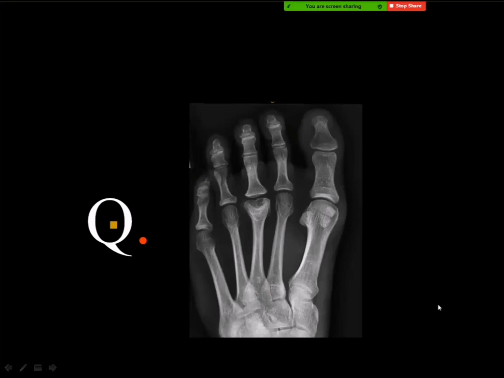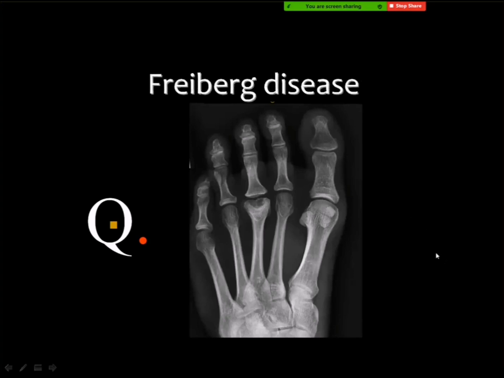Avascular necrosis of the third metatarsal. Avascular necrosis, it is called Freiberg disease. Freiberg disease, yes. And this is Freiberg disease, osteonecrosis of the head of the metatarsal. Usually the third one, but maybe also the second.